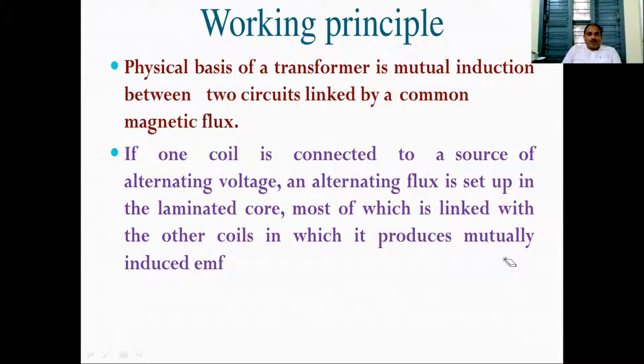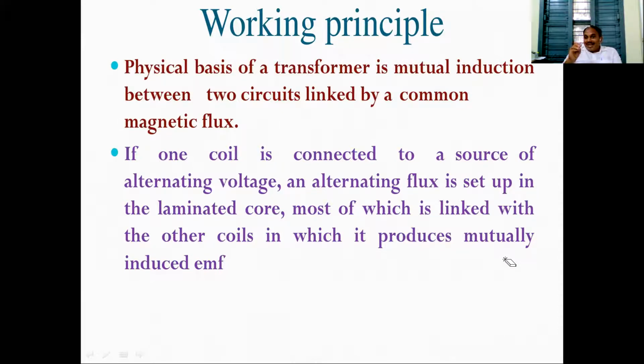The working principle of the transformer is mutual induction between the two coils, magnetic coupling. If one coil is connected to a source of alternating voltage, an alternating flux is set up. Every current-carrying conductor produces a magnetic field. If you give alternating power to the conductor, that conductor produces alternating flux around it. If you give DC power, the conductor produces direct uniform flux. AC power means alternating flux. DC power means uniform flux.